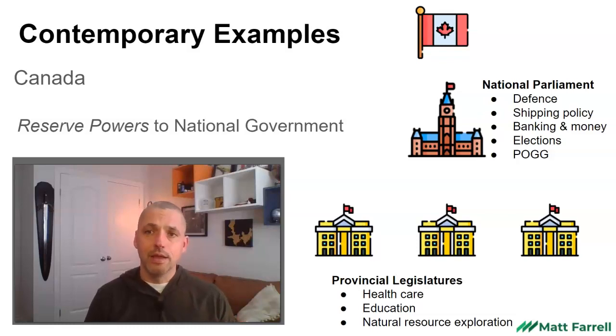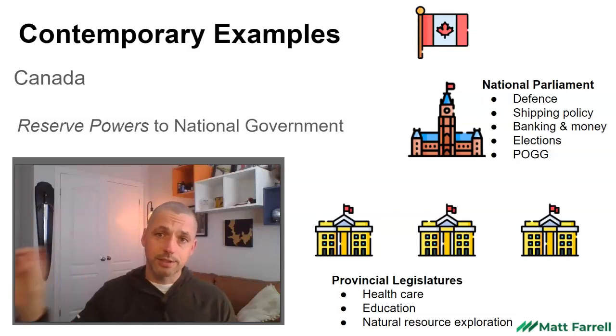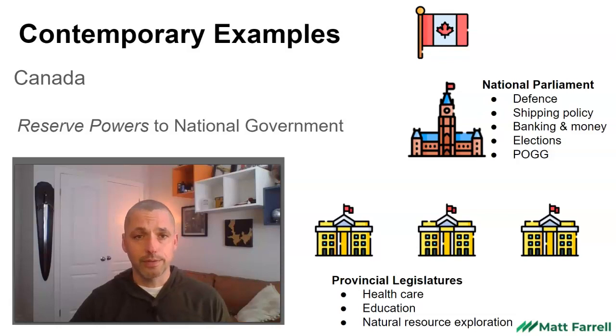What's left over? The Constitution divides powers between them, but what about stuff that's not on the list? What about stuff that comes up later? Well, the Canadian system is highly centralized in the fact that it gives reserve powers to the national government. If we didn't mention it in the Constitution, it is automatically the jurisdiction of the federal parliament.